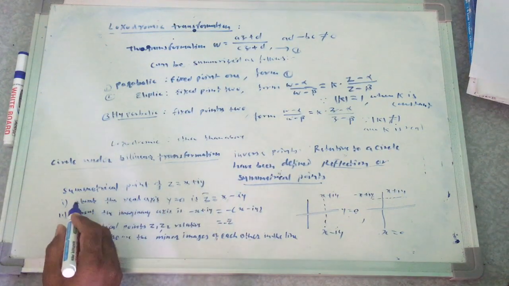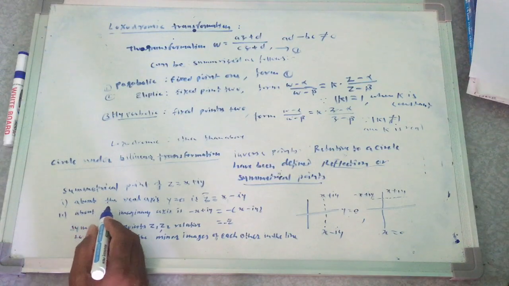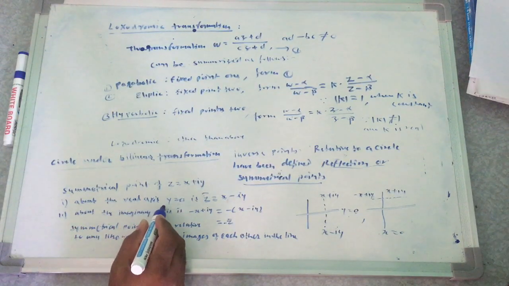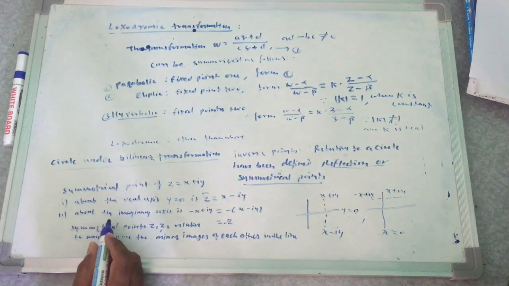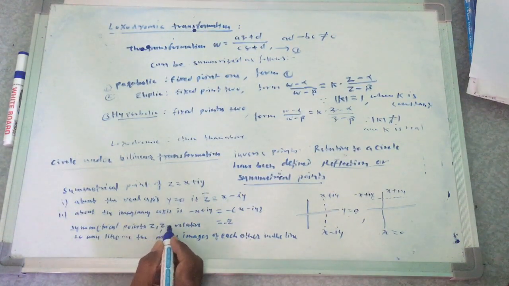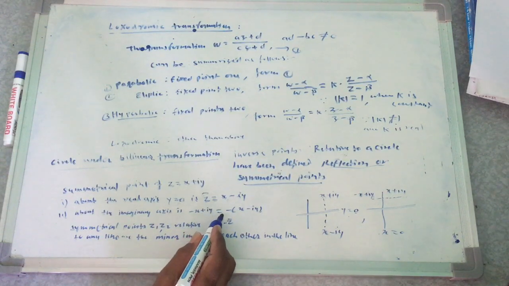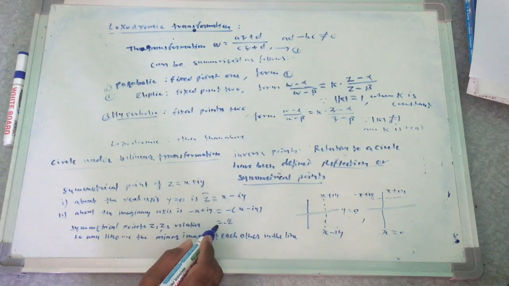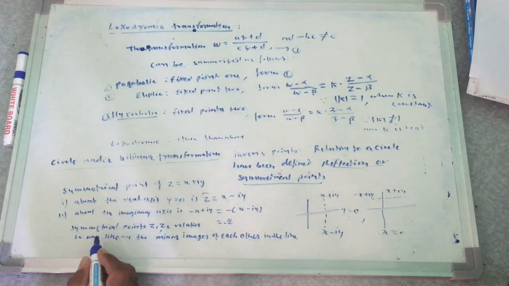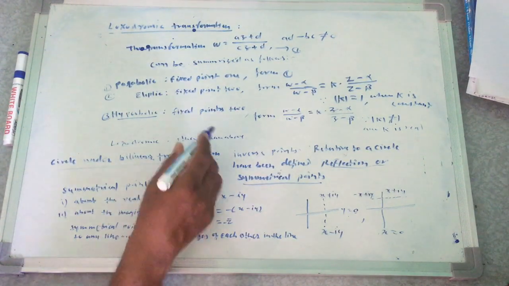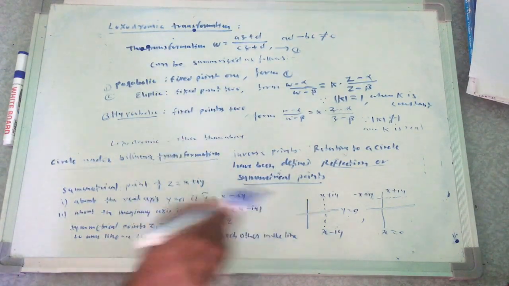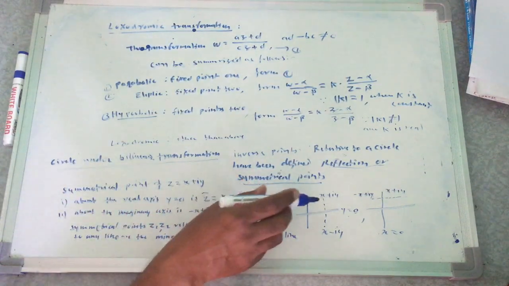So there are two conditions. Number 1, about the real axis, y equal to 0 and z bar is equal to x minus iy. Number 2, about the imaginary axis, minus x plus iy is equal to minus of (x minus iy), that is equal to minus z bar. So symmetrical points z1, z2 relative to any line are the mirror images of each other in the line.